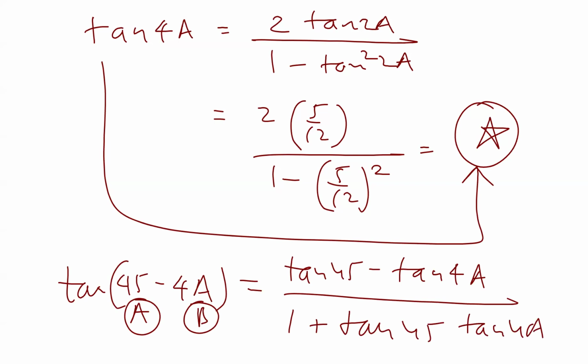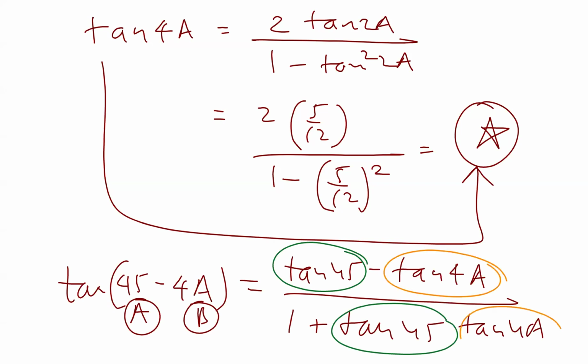Okay, now we have these values. Tan 45 is 1, and tan 4A value we have just calculated over here. This value will be here and this value will be here. So you can put that value after simplification. Tan 45 is 1, simplify this and get the value of tan(45 minus 4A). Okay. Let's go to question number 6, sub question 2.